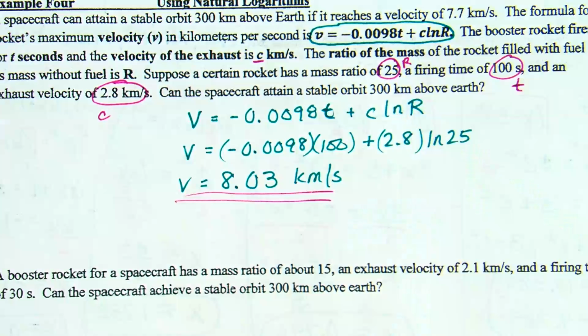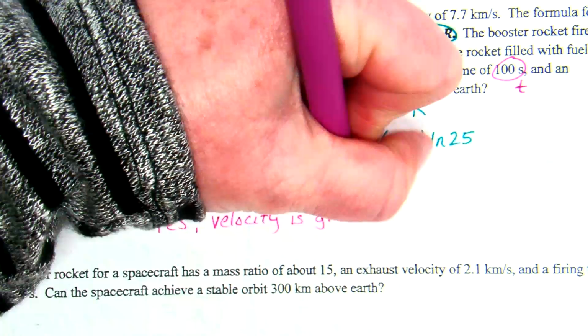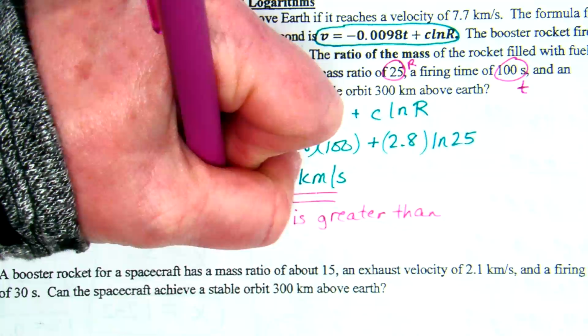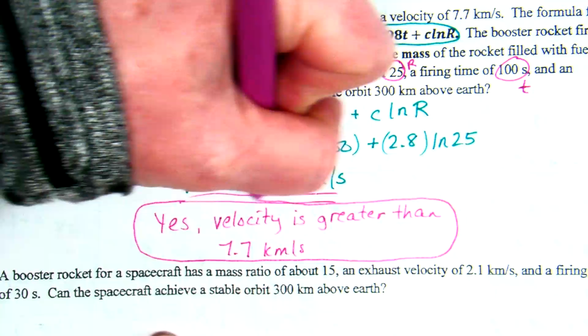Is that the answer to my question? Technically, no. My question is a yes or no question. Can the spacecraft attain a stable orbit 300 kilometers above Earth? Yes or no? Yes, because it's larger than 7.7. Because the velocity is greater than 7.7 kilometers per second. So I'm going to say yes.